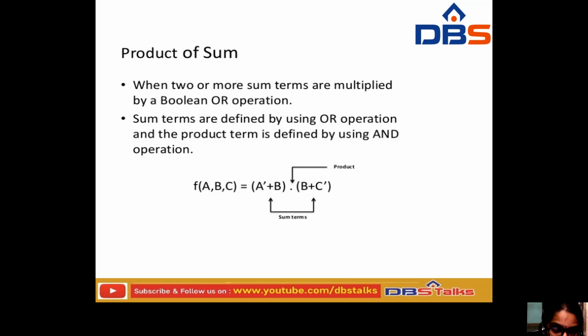Here this is the expression. If you observe this expression, f of a comma b comma c is equal to a dash plus b, into b plus c dash. That is the sum terms, and for these sum terms we are going to perform the product operation. So we can say it is a product of sums.